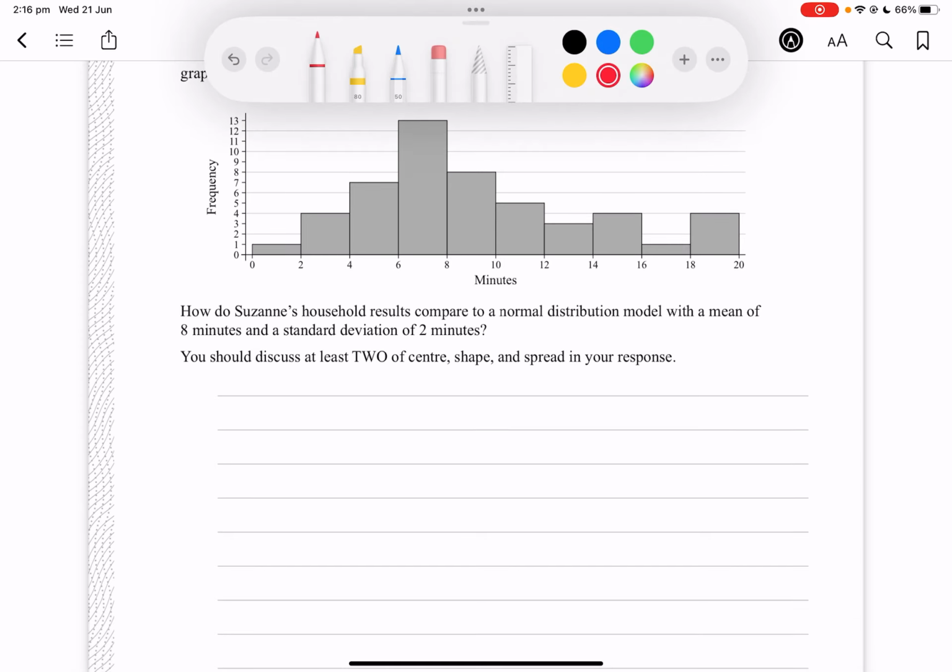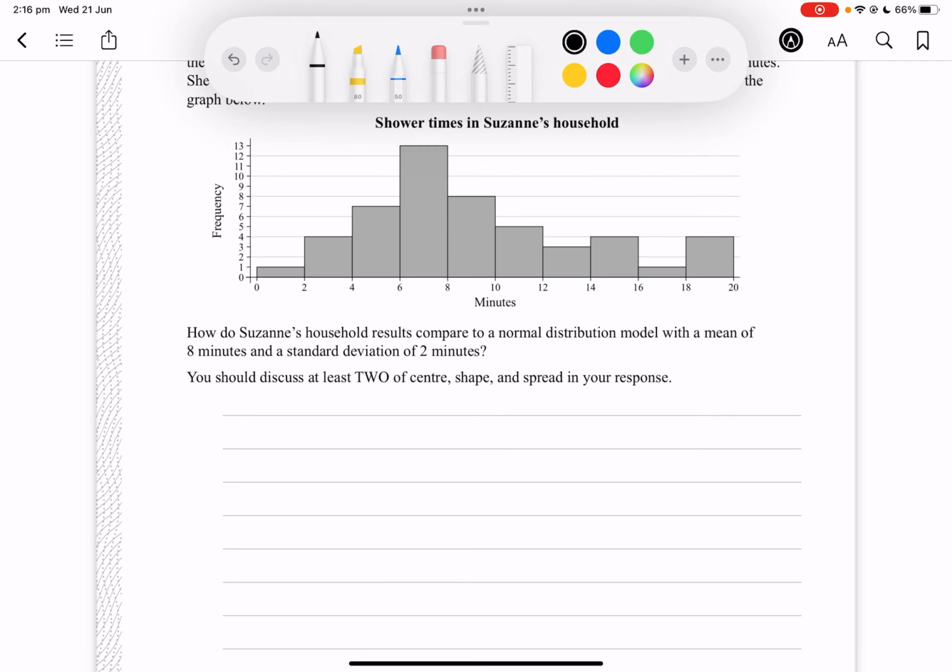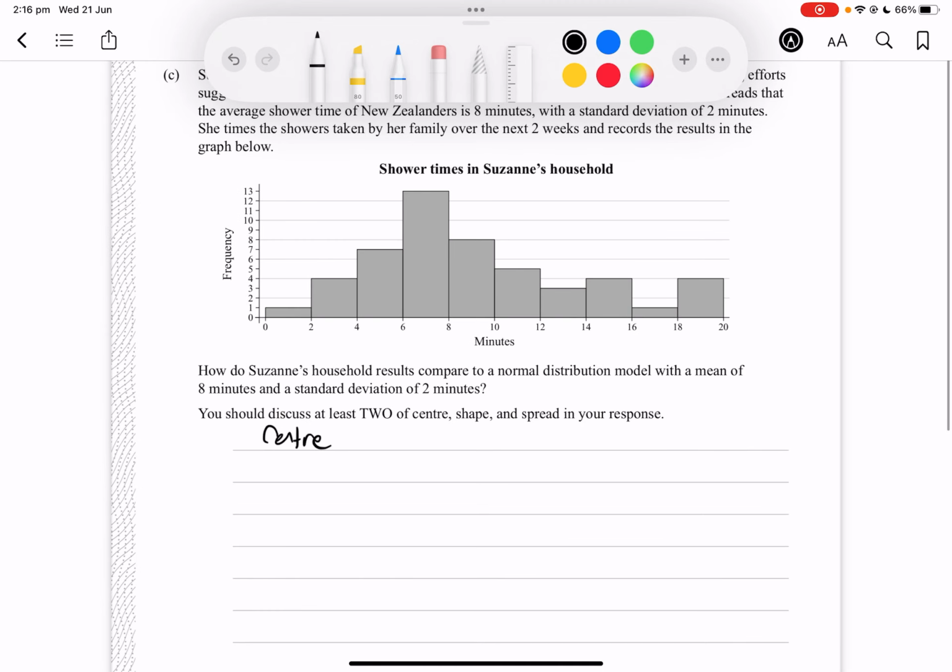So we'll just start off with looking at the center, perhaps. And it's always a good idea for these types of questions to draw out what you expect the normal distribution to look like, just so you have a rough guideline of looking at both of them at the same time, and looking at what are the differences between Suzanne's distribution and the normal distribution.